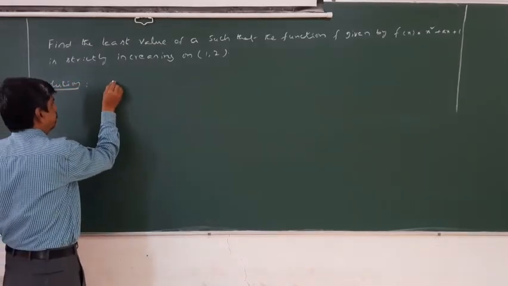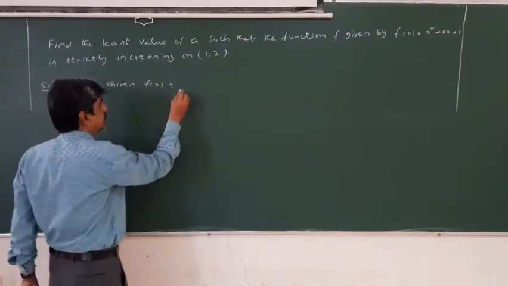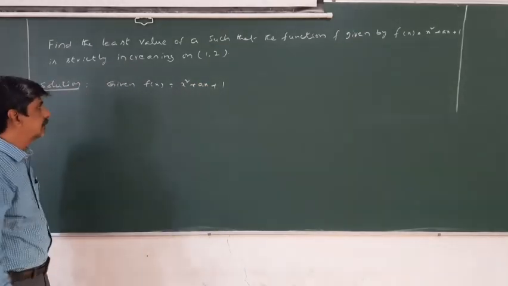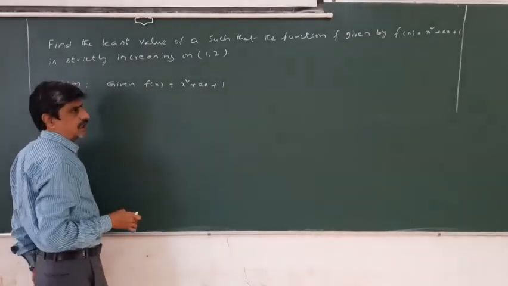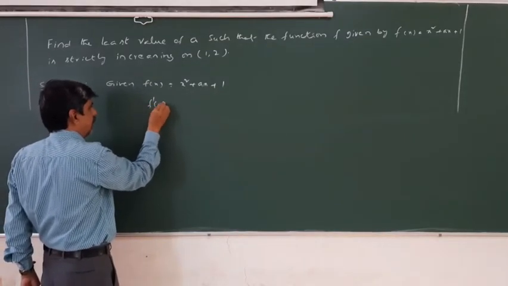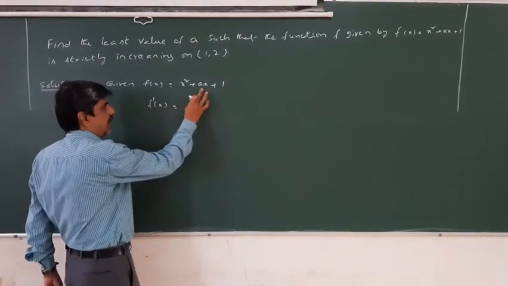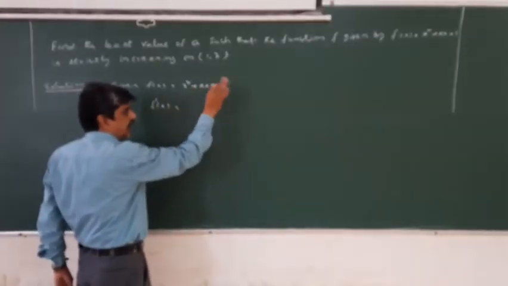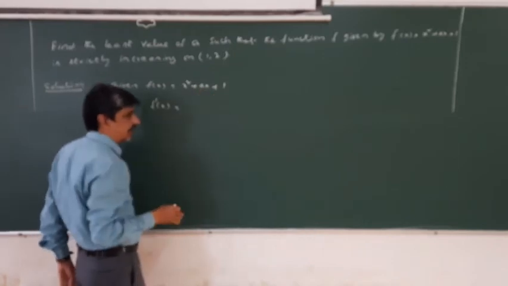Given f of x is equal to x square plus ax plus 1. Differentiate with respect to x on both sides. d by dx of f of x is f dash x. Then d by dx of x square plus ax plus 1. d by dx of u plus v plus w is d by dx of u plus d by dx of v plus d by dx of w.